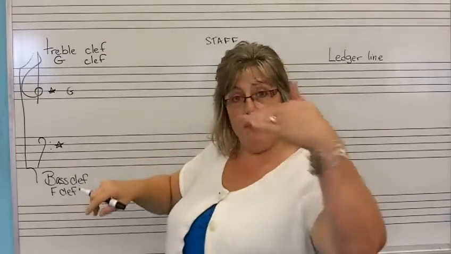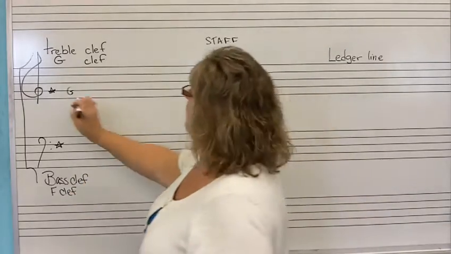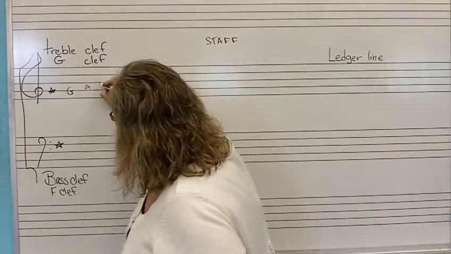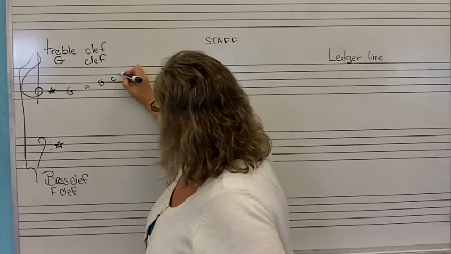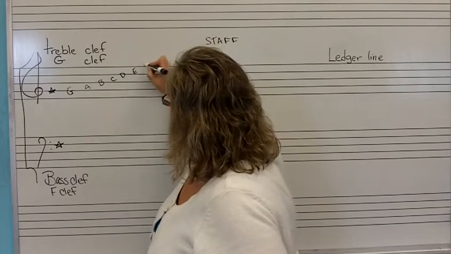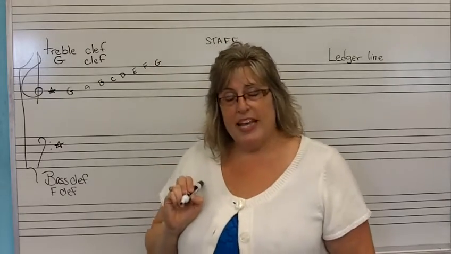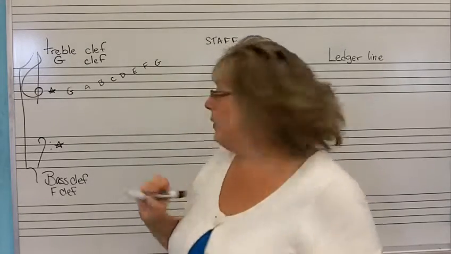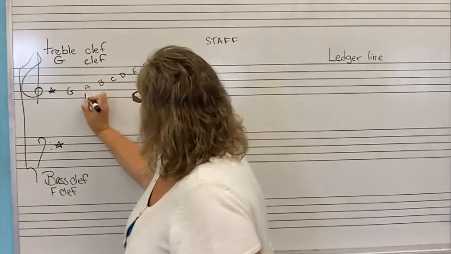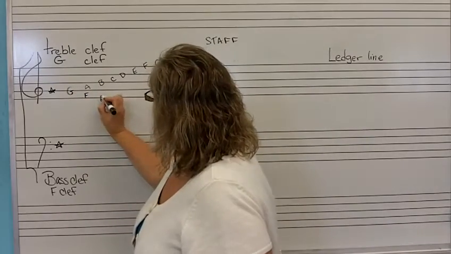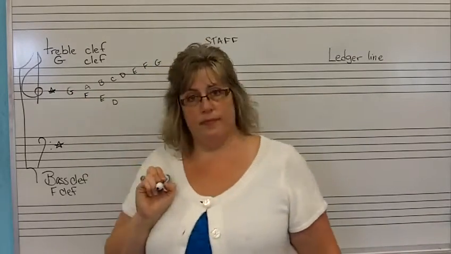So if I'm going up the staff, I'm going forward in my alphabet. G, A, B, C, D, E, F, G. If I'm going down the staff, I'm going backwards. So G, F, E, D.